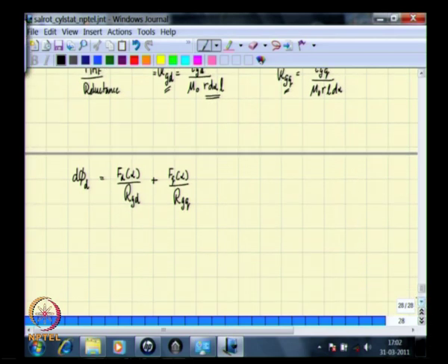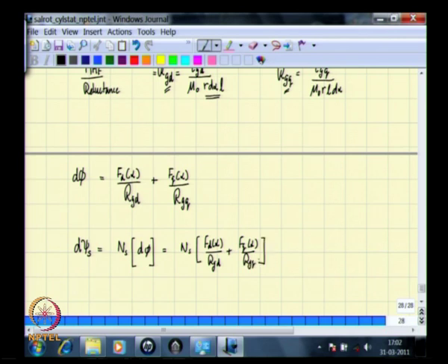Now if you want to find out the flux linkage due to this flux, then d psi s is nothing but the number of turns in the stator multiplied by this d phi. It's d phi d plus d phi q that we have written, so this is Ns multiplied by d phi, and therefore this is Ns multiplied by Fd alpha by RGD plus Fq alpha by RGQ. Now this is the flux linkage caused due to the elemental flux that is crossing that particular area.